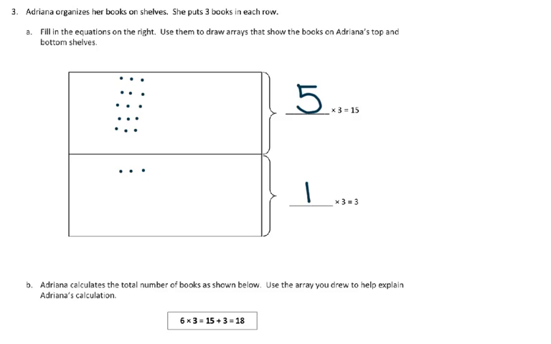All right, and then part B says Adriana calculates the total number of books as shown below. Use the array you drew to help explain Adriana's calculations. And down here it reads 6 times 3 is equal to 15 plus 3, which is equal to 18.